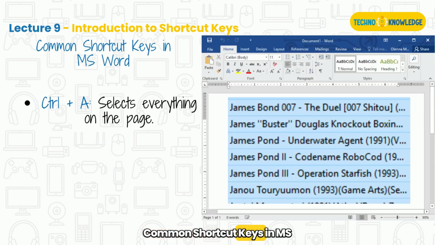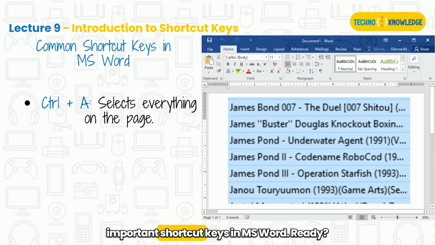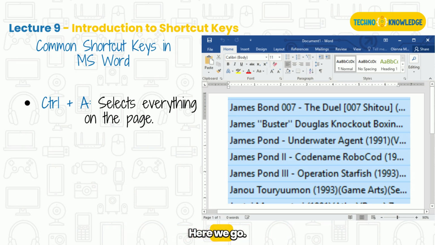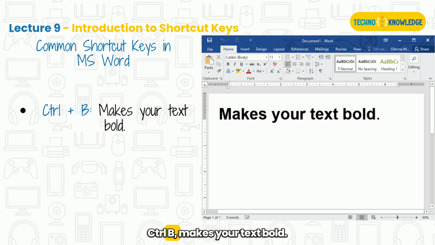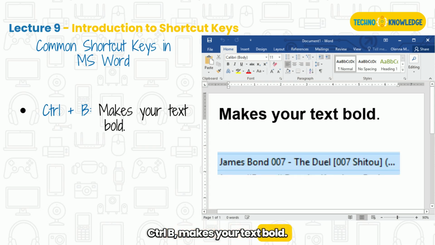Common shortcut keys in MS Word. Now, let's learn some important shortcut keys in MS Word. Ready? Here we go! Ctrl+A selects everything on the page. Ctrl+B makes your text bold.